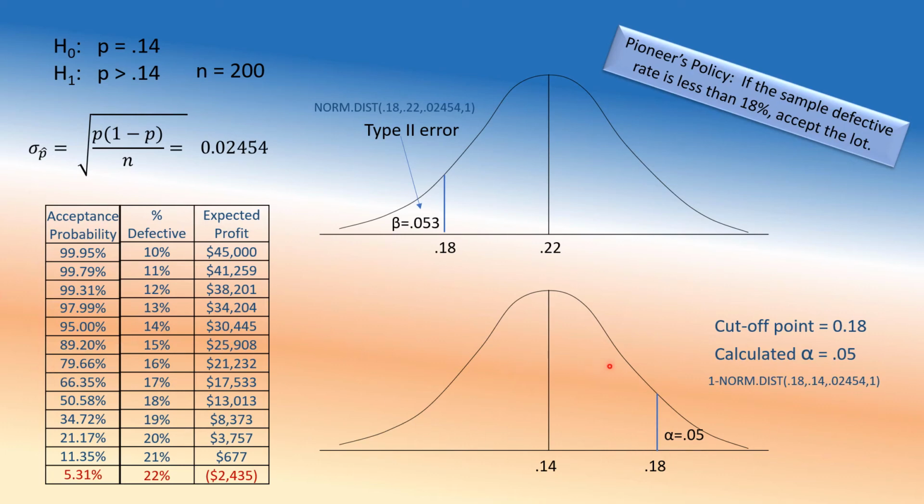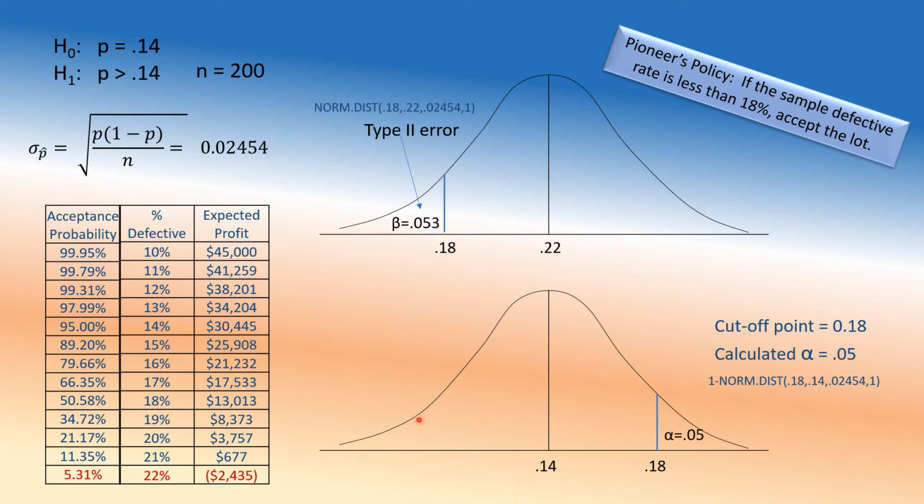How about at 13% defective? At 13% defective, our acceptance probability is 98%. But rejection is 2%. At 12%, so basically if it's less than about 13% or so, we are going to accept for sure. It's a very high probability. At 14%, 5% rejection, 95% acceptance.